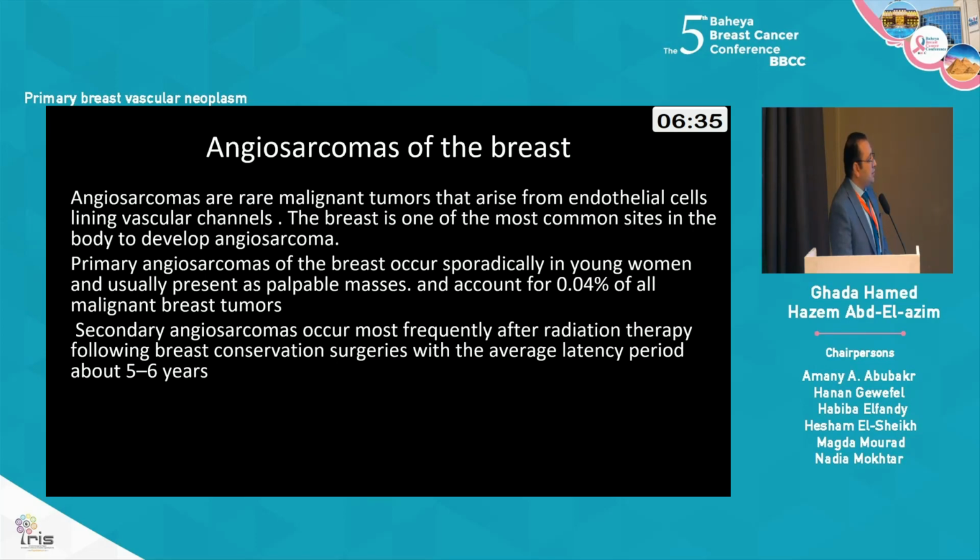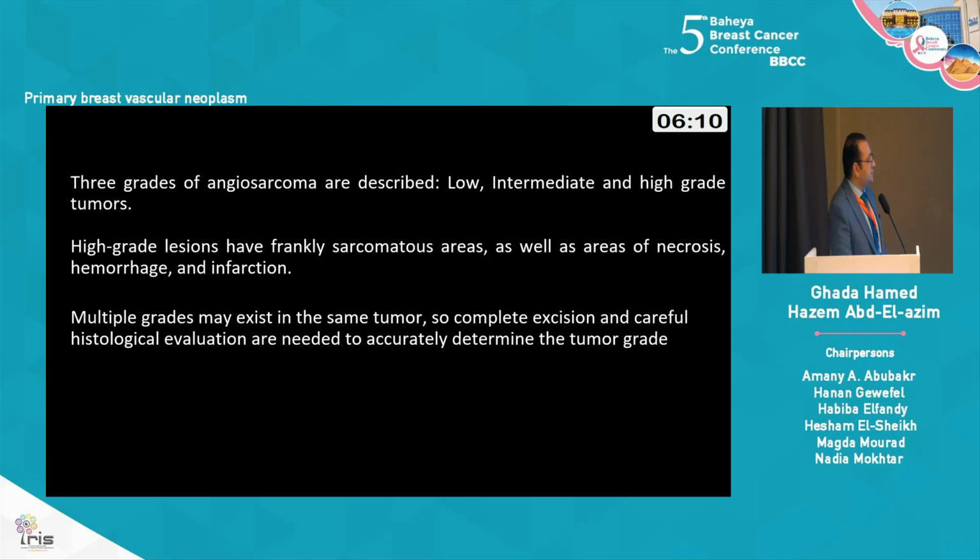Angiosarcomas of the breast are rare malignant tumors that arise from endothelial cells lining vascular channels. Primary angiosarcomas of the breast occur sporadically in young women and usually present as a palpable mass and account for 0.04% of all malignant breast tumors. Secondary angiosarcomas occur more frequently after radiotherapy with a latency period of 5 to 6 years.